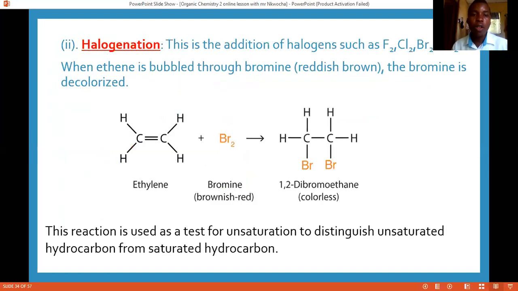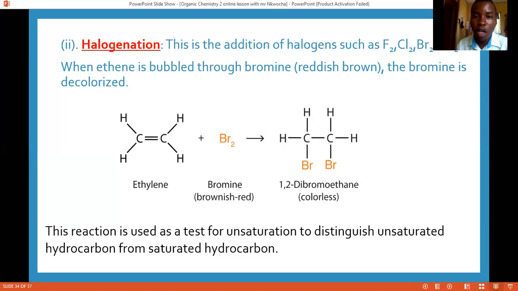We have another one, halogenation, the addition of a halogen. Somebody says, excuse me, if we add chlorine, should we call it chlorination? No, sir. Don't call it chlorination, because I did organic chemistry. You call it halogenation because it's a halogen. You cannot add fluorine and call it fluorination, or bromination. Please call it halogenation.